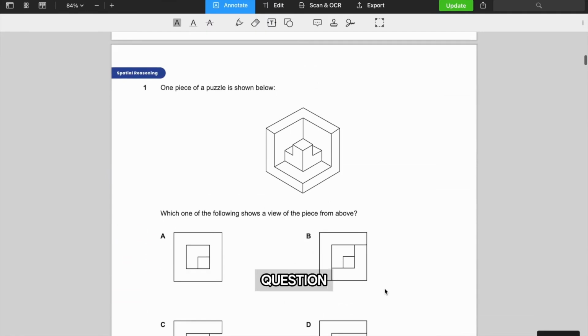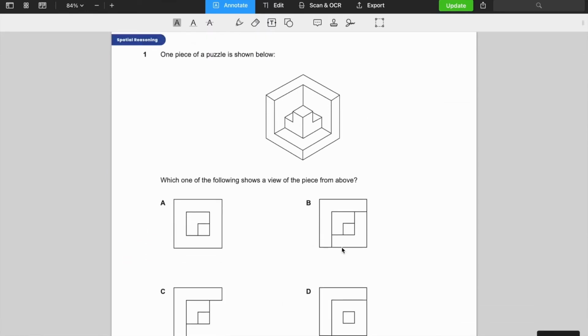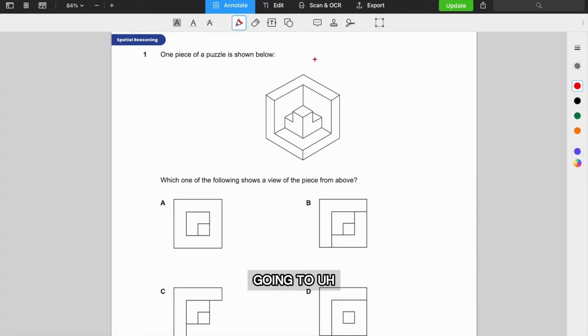So we have our first question, which is a spatial reasoning question. One piece of a puzzle is shown below. Which one of the following shows a view of the piece from above? There's several different techniques with this, but the one I'm going to use is I'm going to look from above, right? And I'm noticing specific 2D shapes that I might see from above. So first of all, I'll see an L shape, right? I'll see an L shape here. So that means A won't work because there's no L. B and C and D are okay because you can see that particular L shape, right?